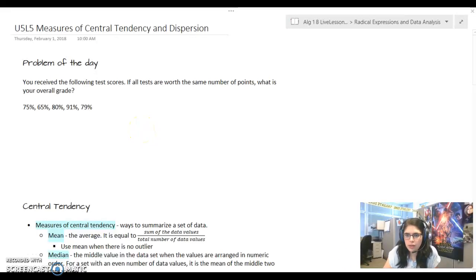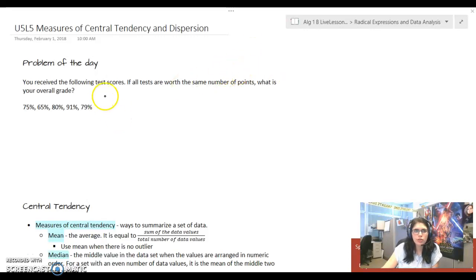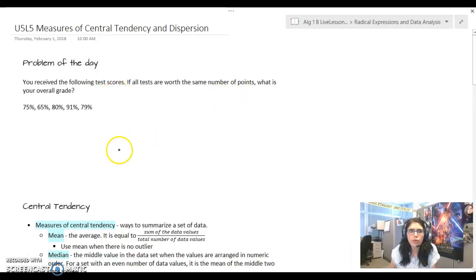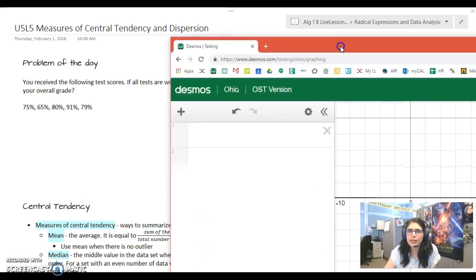Hello everyone. This video is on measures of central tendency and dispersion. So our first problem says you receive the following test scores. If all tests are worth the same number of points, what is your overall grade? So to find the overall grade, you have to take the average of all of those test scores.